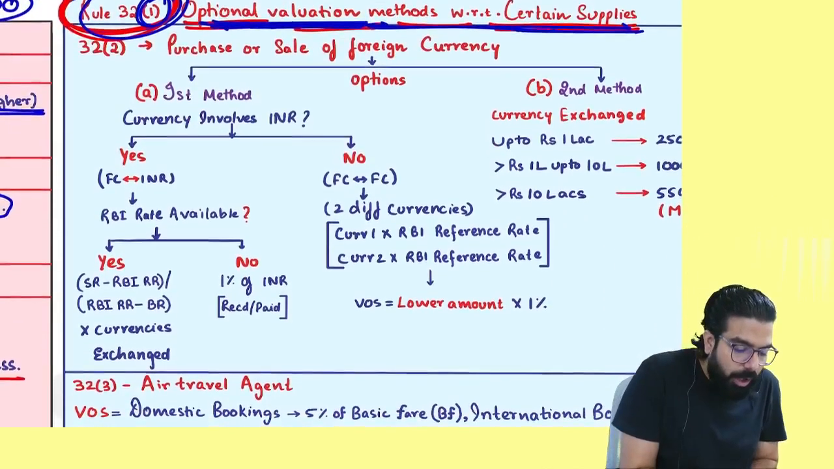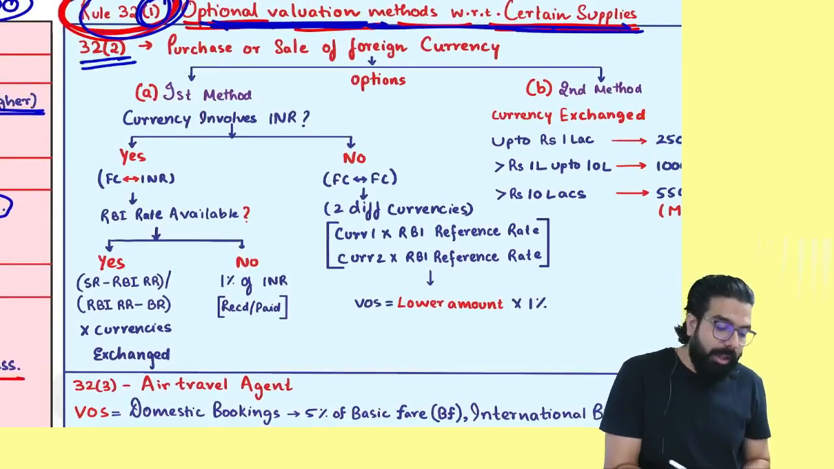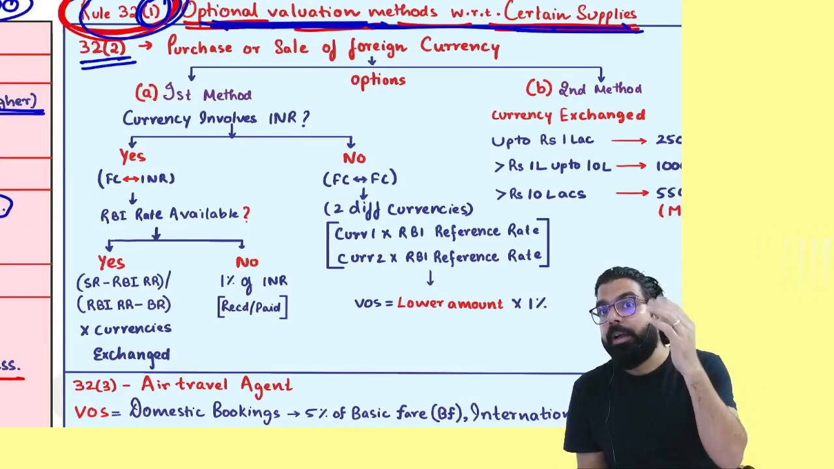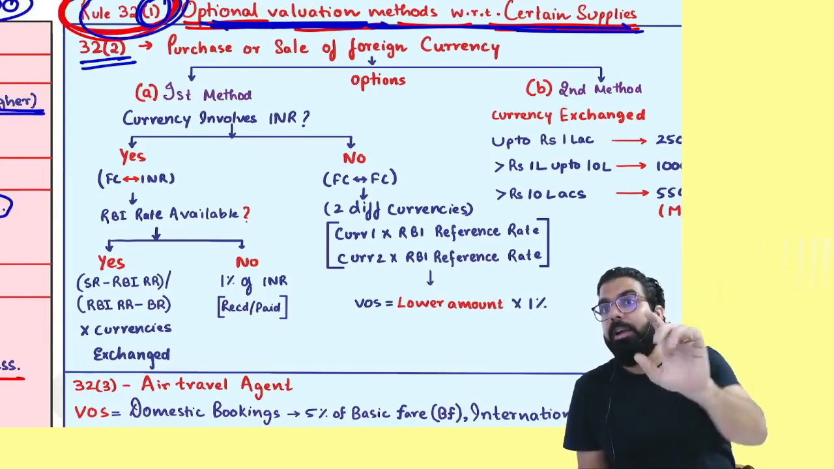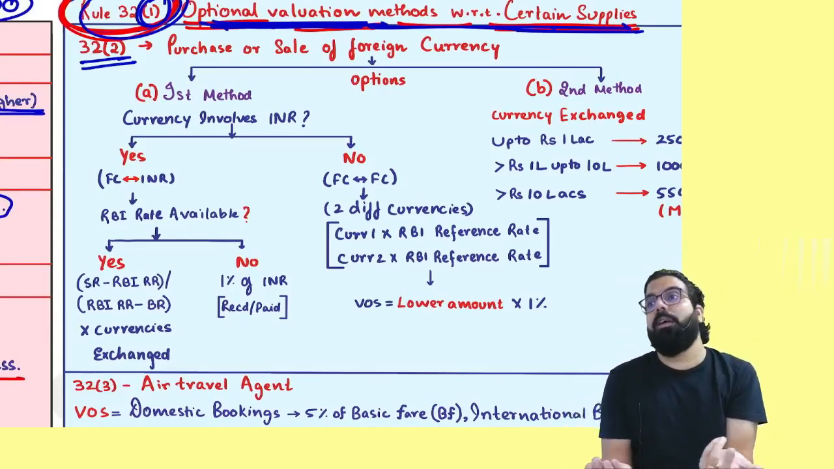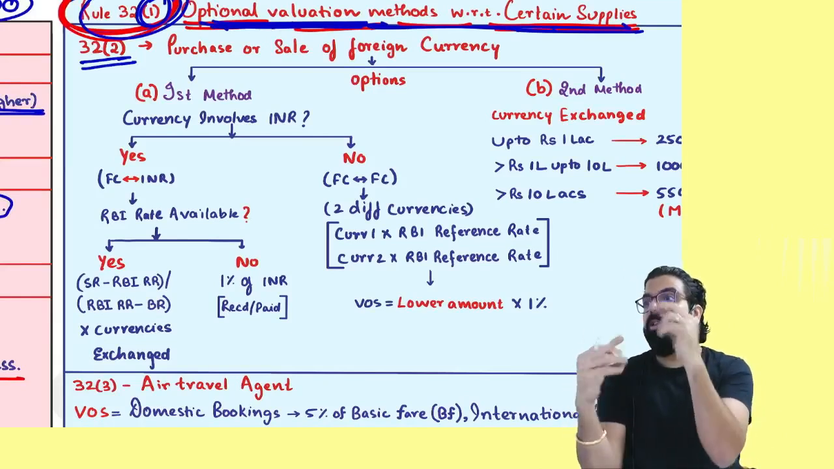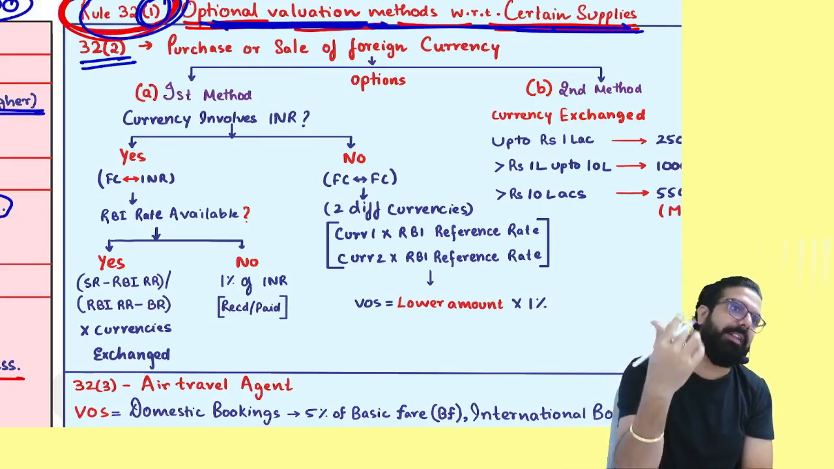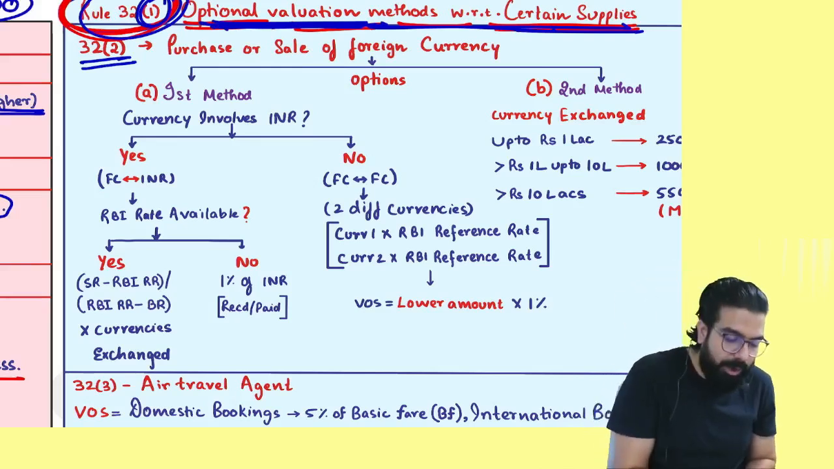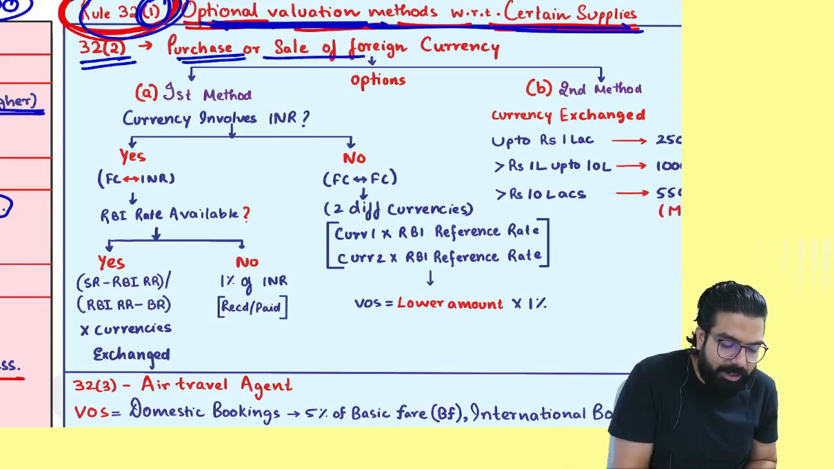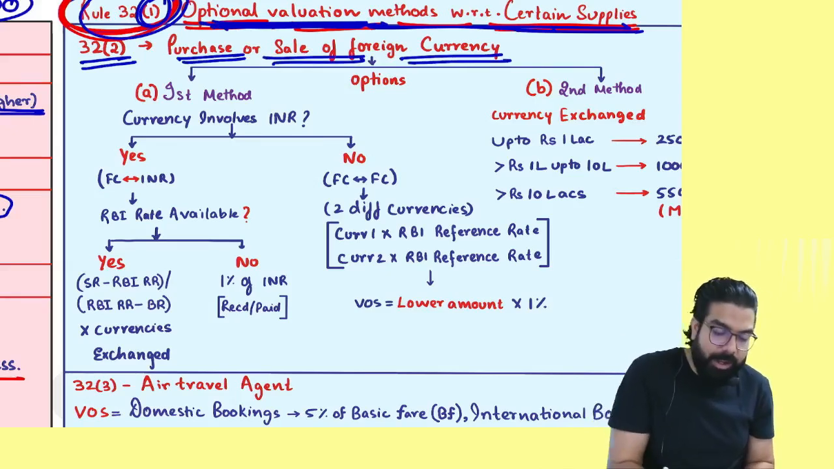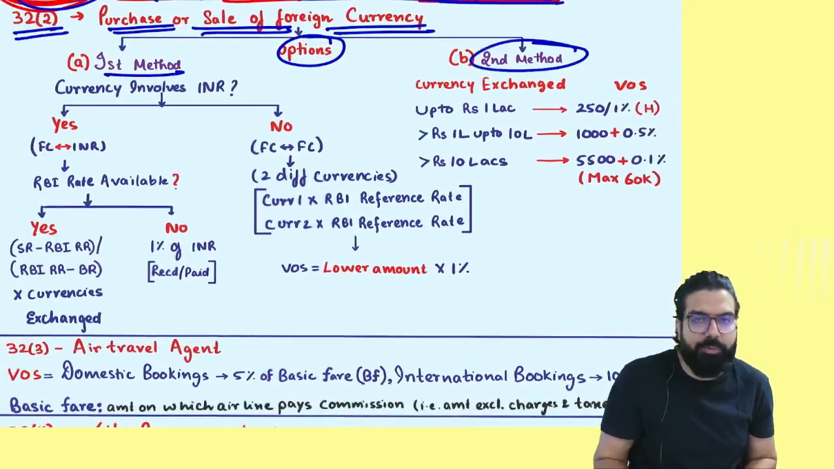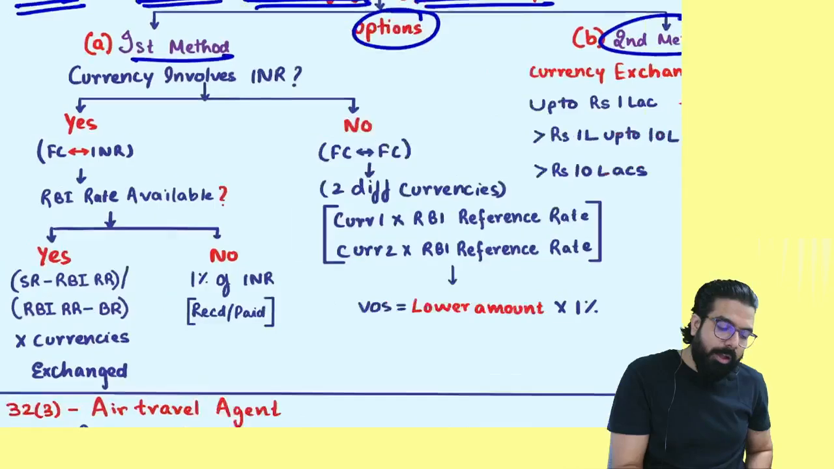Now, rule number 32 goes ahead and says, if you are a money changer, can you tell me, if I am changing money, taking dollars, giving INR, so people, what is my earning margin? So they are telling, sir, if you are a money changer, whatever is the margin you are making, that is your value of supply. Everyone over here, if any person is in purchase or sale of what? Foreign currency, the options are over here. First method or second method. He can use the first method and the second method.